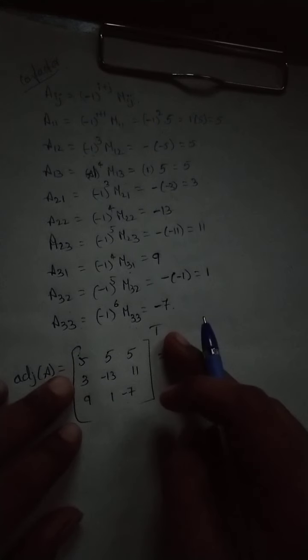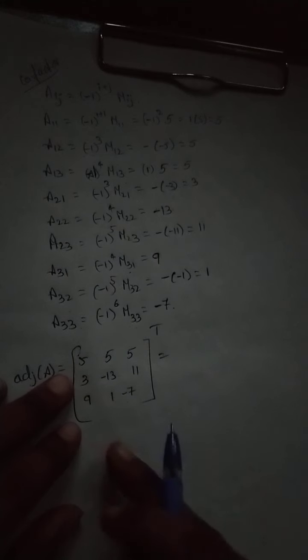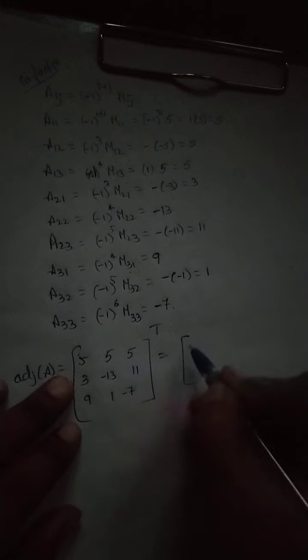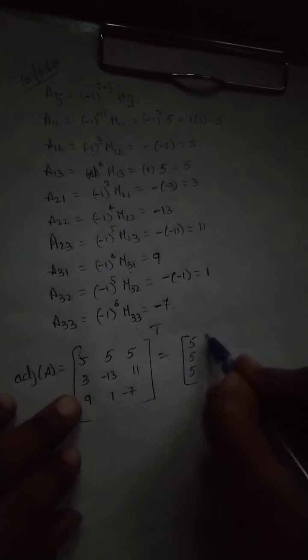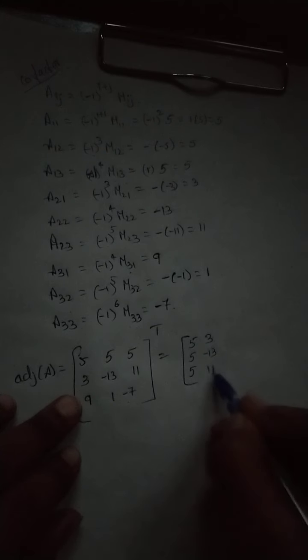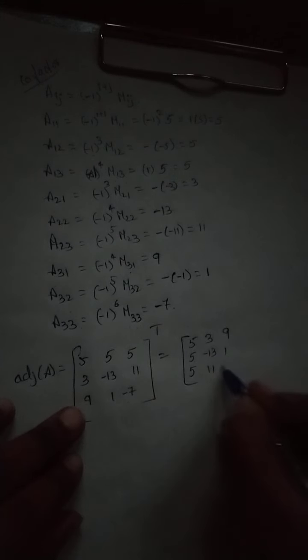How can we get the transpose? By interchanging the rows into columns. We have to write the first row as the first column. The first row values are all 5, so I will write the first row as the first column. Next, 3, minus 13, 11, the second row as the second column. Third, 9, 1, minus 7. Okay, now this is our adjoint of A.